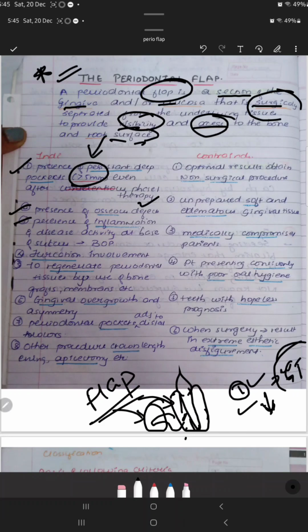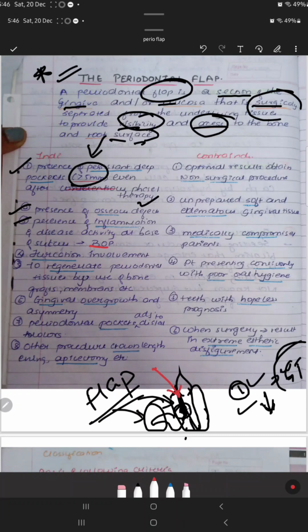Presence of inflammation and disease at the base of the sulcus. So this is the sulcus base. If there is any inflammation here, to clear this part we have to provide visibility and access to this portion.